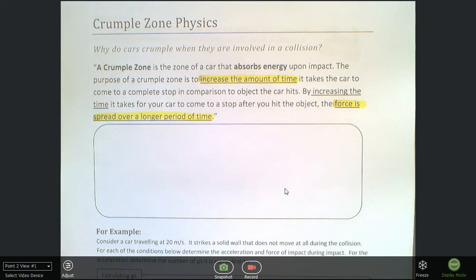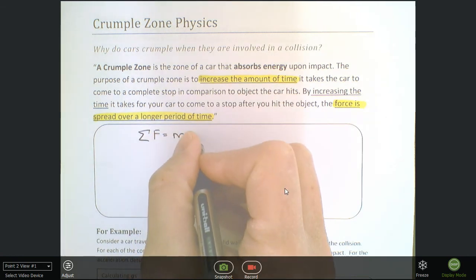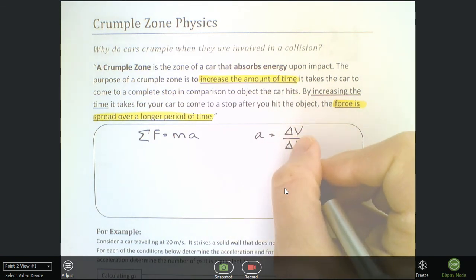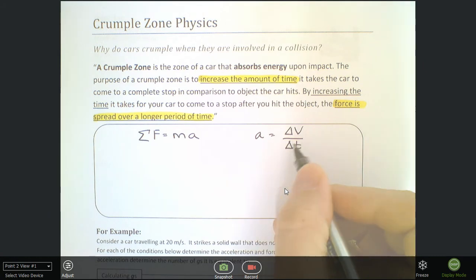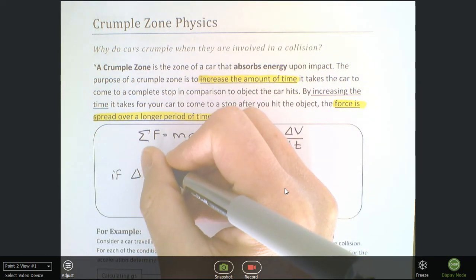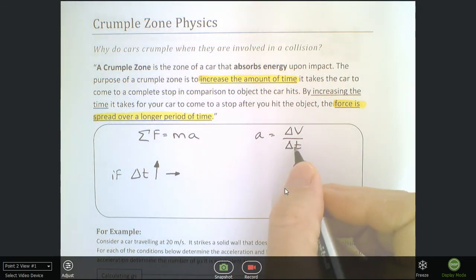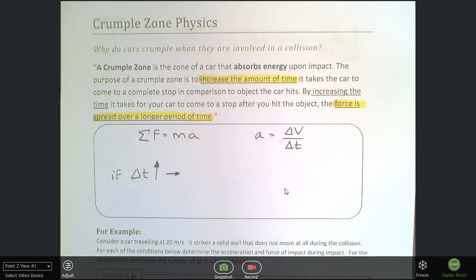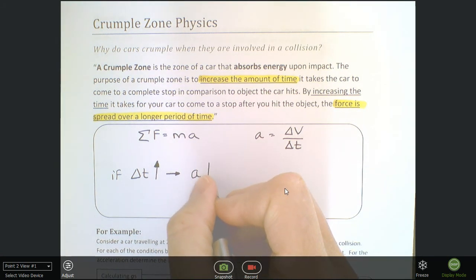Now, let's take a look at how this might play out. So we know that Newton's second law says that the net force acting on an object is mass times acceleration. We know that acceleration is the change in speed over the change in time. So if you're looking at this equation here, if delta t is increased, meaning we increase the collision time, then this denominator gets really big. So if the denominator gets bigger and bigger, and your change in speed stays the same, let's say you're going 5 kilometers an hour and you stopped, your change in speed is just 5 kilometers an hour, but if you increase the amount of time, the acceleration will decrease.